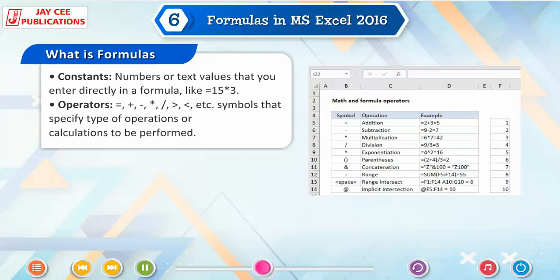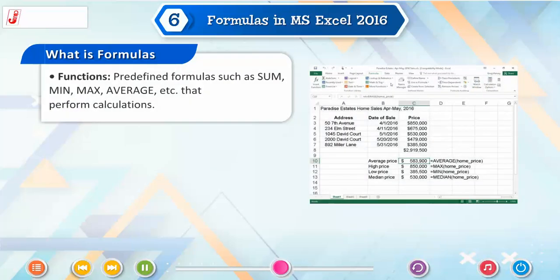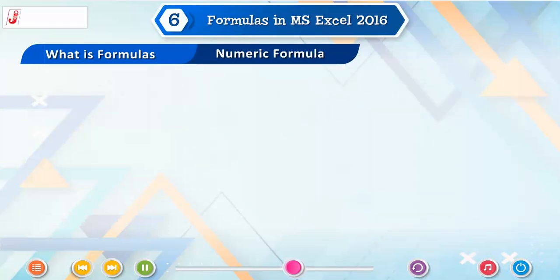Operator: equals, plus, minus, multiply, hyphen, greater than, less than, etc. Symbols that specify the type of operations or calculations to be performed. Functions: predefined formulas such as SUM, MIN, MAX, AVERAGE, etc. that perform calculations.